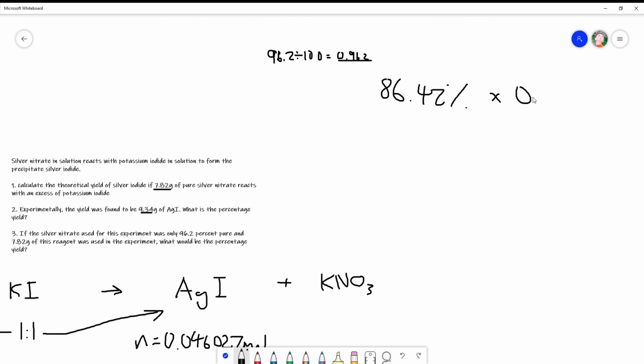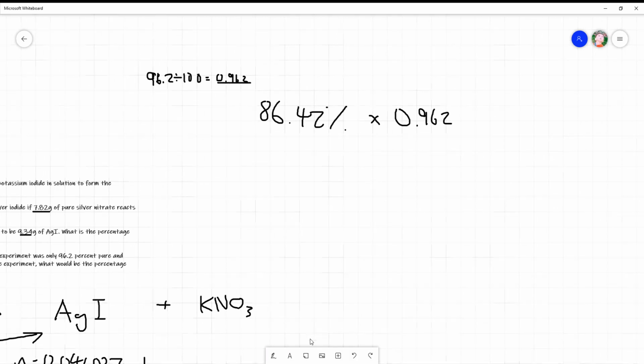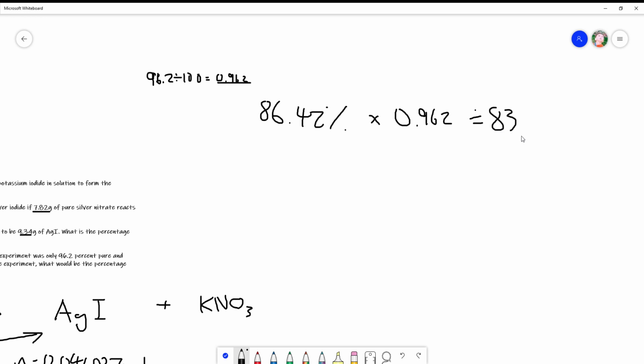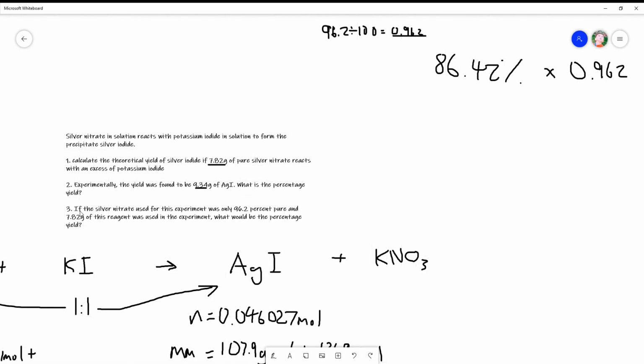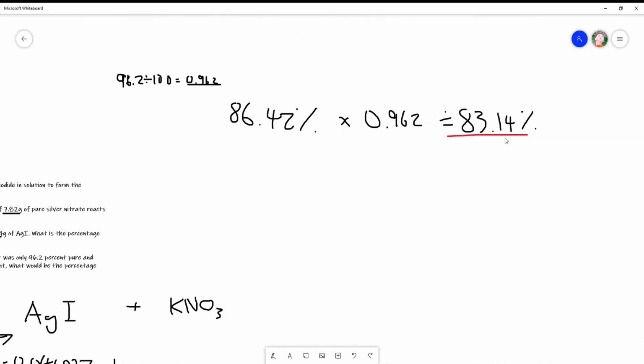And we take this number and multiply it by 86.42%. And this gives us a total percentage of roughly 83.14%. And this would be the percent yield of part 3. So if the silver nitrate was only 96.2% pure, then the percent yield would be 83.14%.